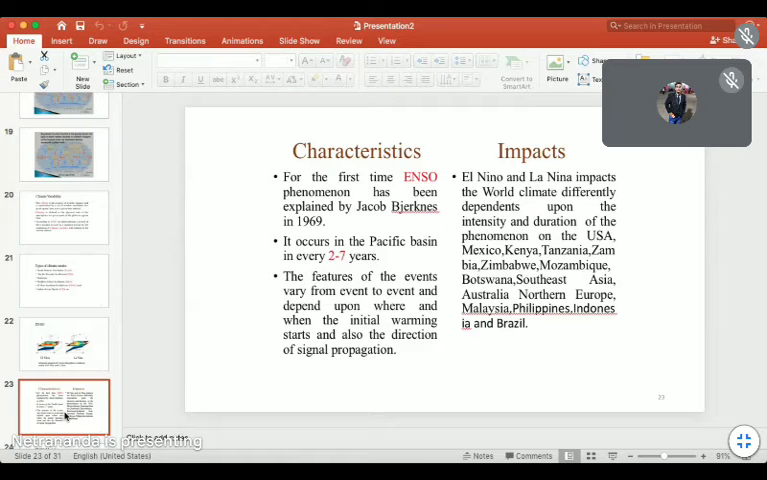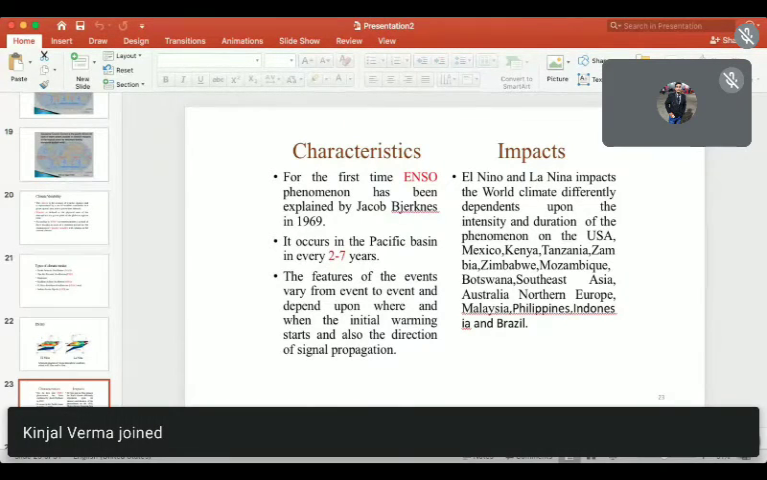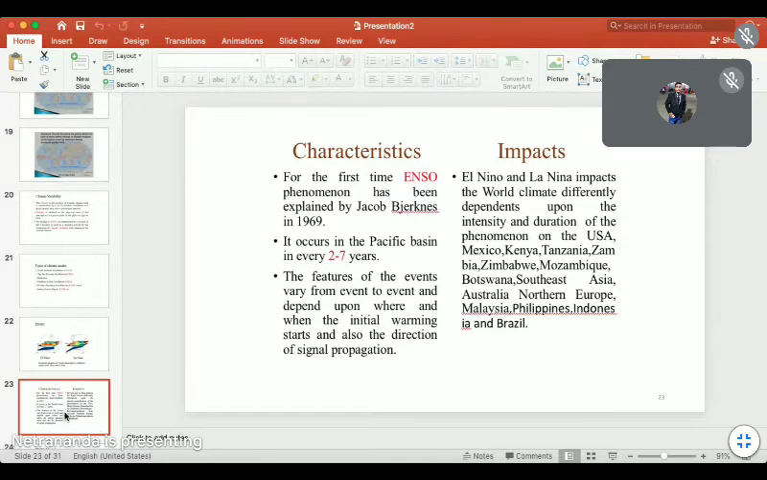For the first time, the ENSO phenomenon was explained by Jacques Bjerknes in 1969, and it occurs in the specific ocean or specific basin-wide warming. Also, it is known as basin-wide warming, because it is a very wide area that is warming. So it is also known as Pacific basin-wide warming. It occurs in the Pacific basin every 2 to 7 years. I mean, once it happens, then maybe in the coming next year, sometimes it happens again the next year also, but it ranges from 2 to 7 years.